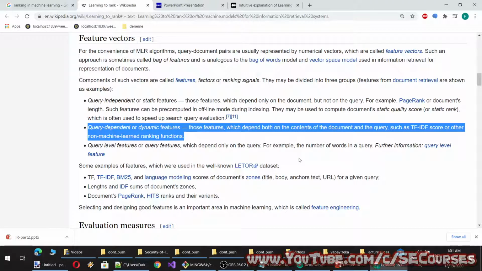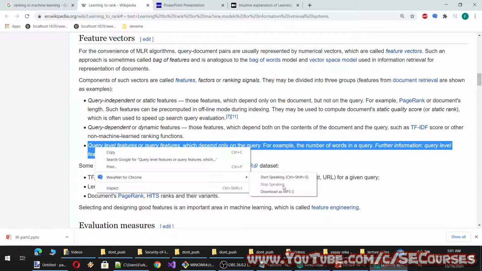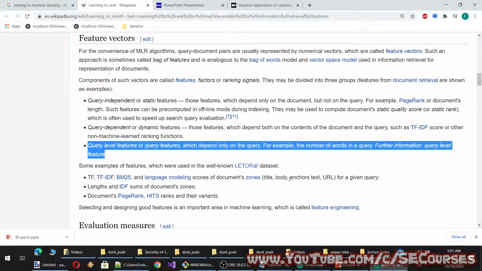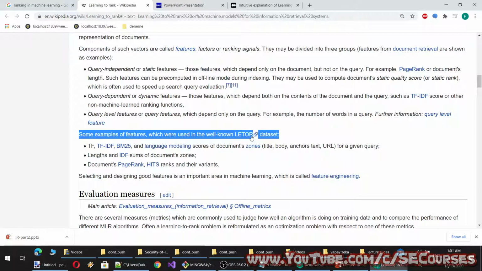Query-dependent or dynamic features, those features which depend both on the contents of the document and the query, such as Tf Idf score or other non-machine learned ranking functions. Query-level features or query features, which depend only on the query. For example, the number of words in a query. Further information, query-level feature.